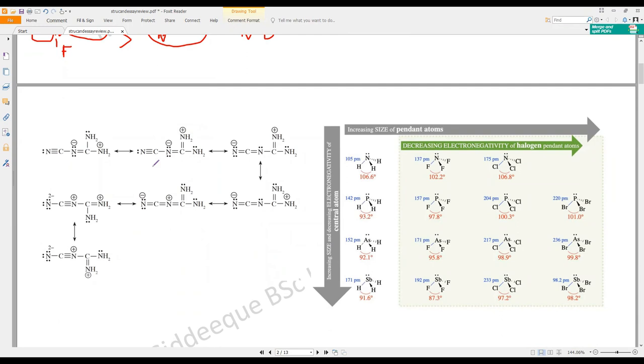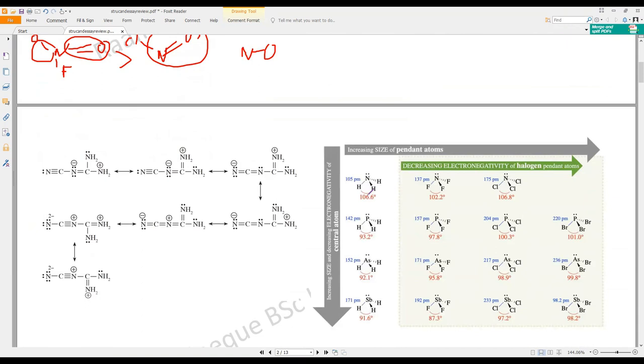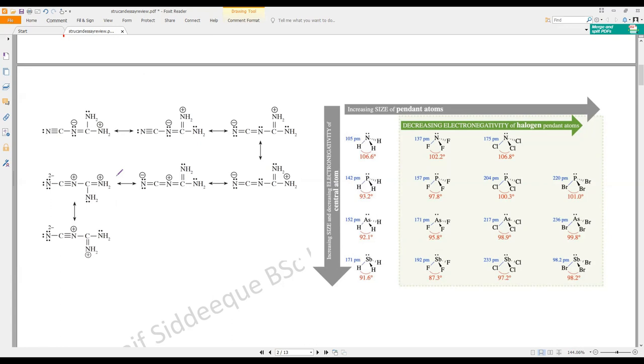So the question also asks, excluding the structure drawn above. This is the only structure that does not have any charge separation or charge. But here you can see how many other structures you can draw. You can keep the cyanide group the same and change the electrons in nitrogen. You see, this NH2 has a positive charge, and then this NH2 has a positive charge. And then you can keep the same NH2 but change this cyanide group to carbon-nitrogen double bonds. You see, same, but two different structures. You can draw four of these seven structures. This is very straightforward at this point.